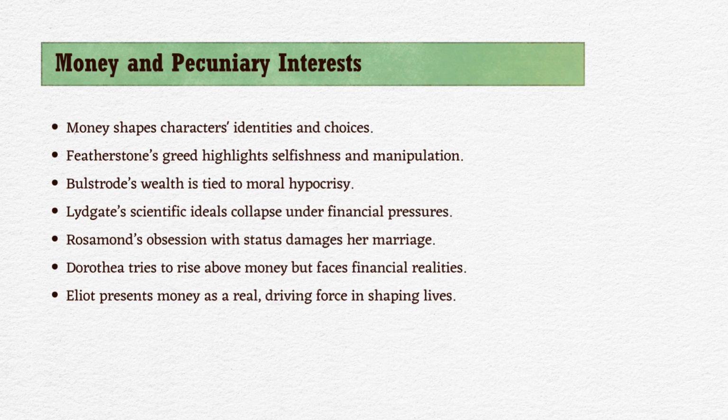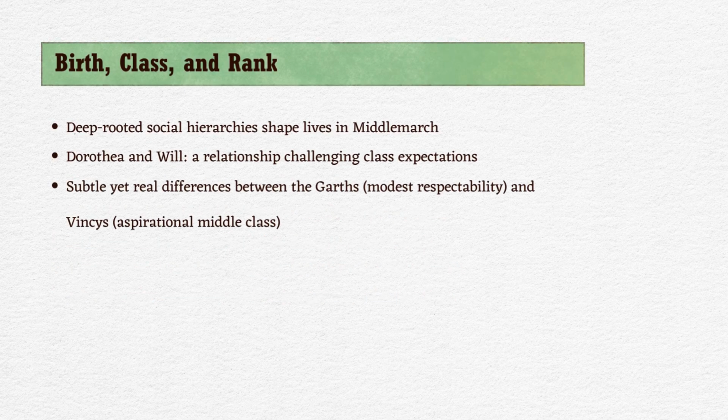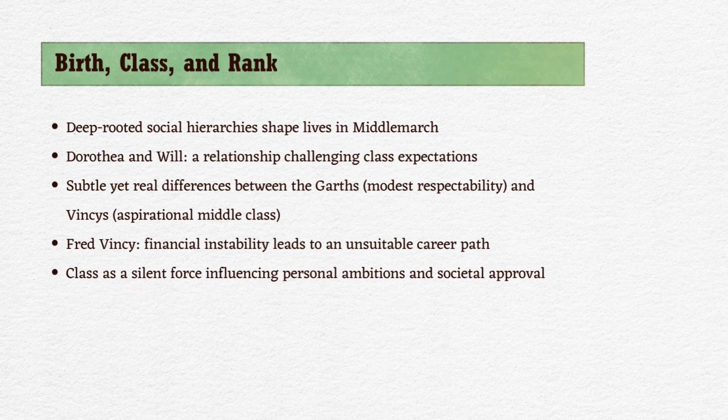Now, let's explore another key theme: birth, class, and rank, and how deeply they influence the life of characters in Middlemarch. Although Middlemarch is a small provincial town, the social divisions are sharply felt. Eliot shows us that class is not just about wealth, but about perceptions, expectations, and inherited status.